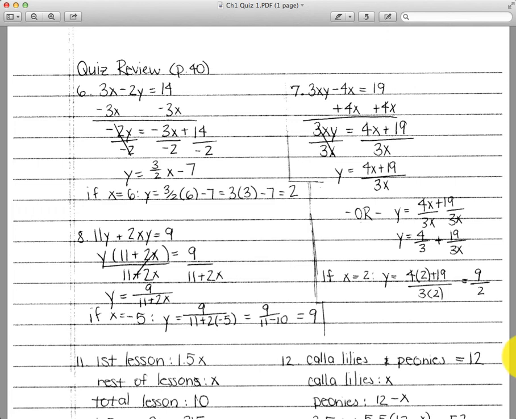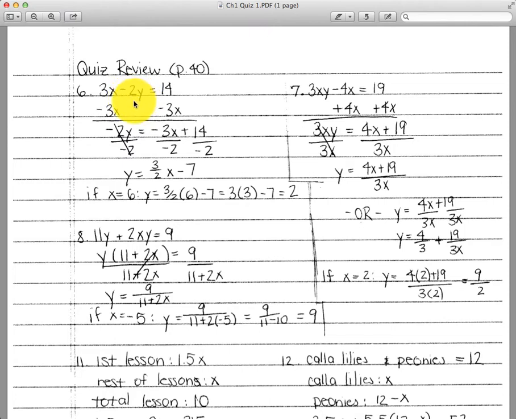Here's a couple of the questions from the quiz review that I wanted to make sure you understood well. Number 6 asked you to solve for y. 3x minus 2y equals 14. When you're doing these types of problems, you want to isolate the variable on a side of its own. That's the first thing you want to do, and get everything else on the other side.